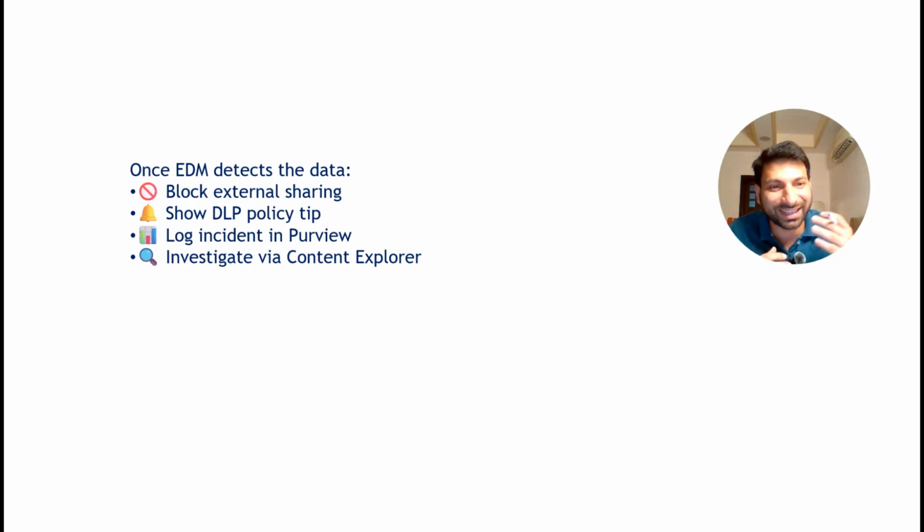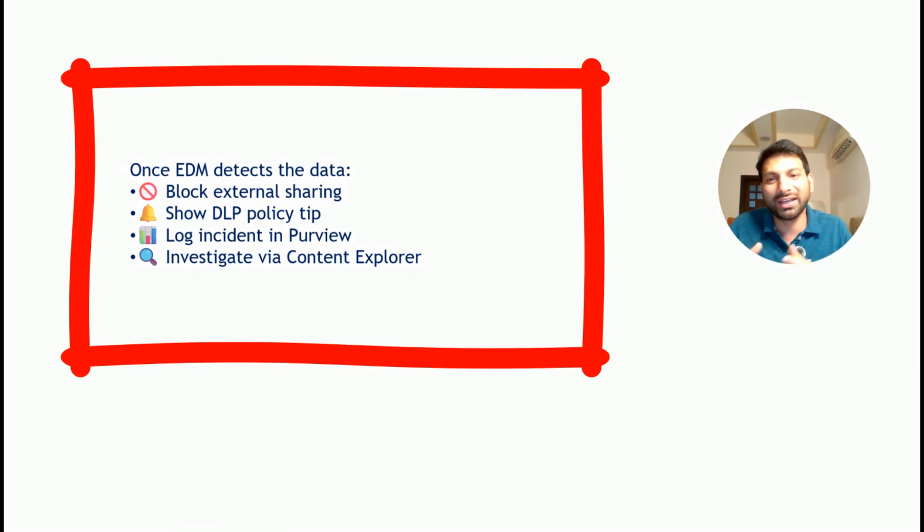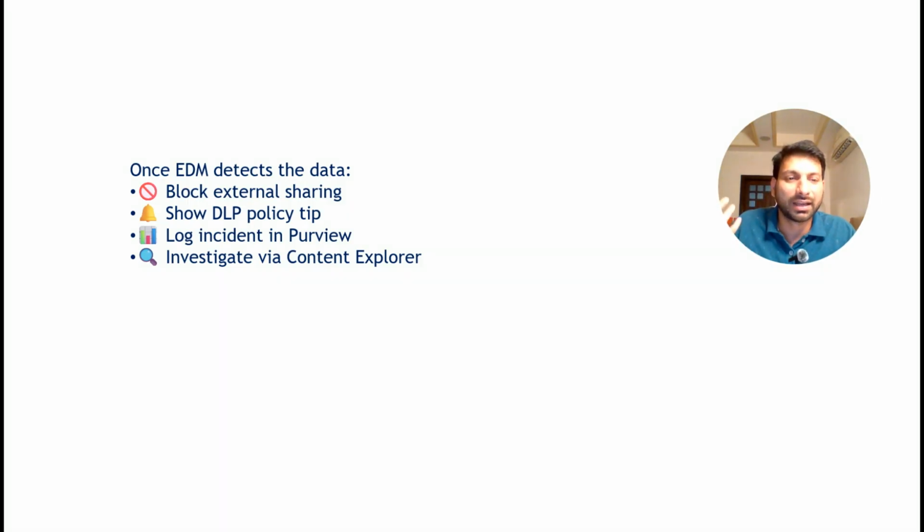Once EDM detects the data, either block the external sharing or show the DLP policy tips. In the DLP policy, we may give tips as a notification, that we are not supposed to send such data to customers or whatever. We will be creating some notification, or log an incident in the Purview portal, or investigate via Content Explorer. This can be the action taken once exact data match detects data in the Purview portal.